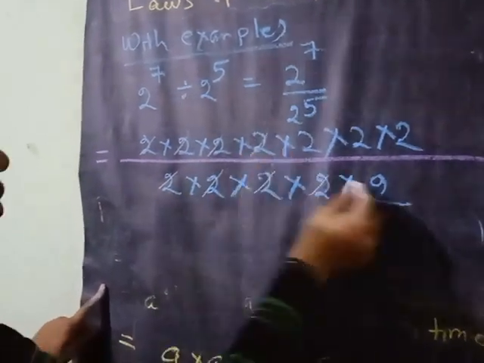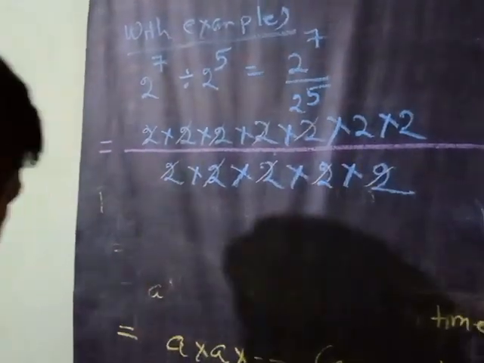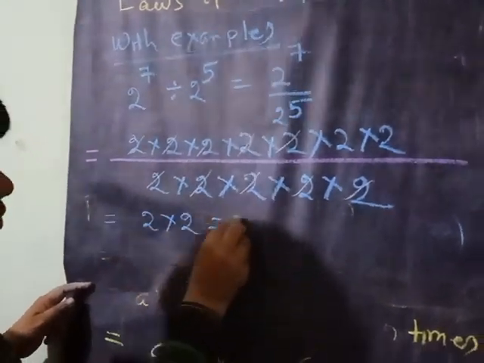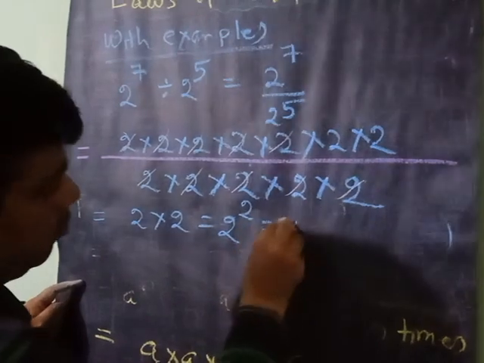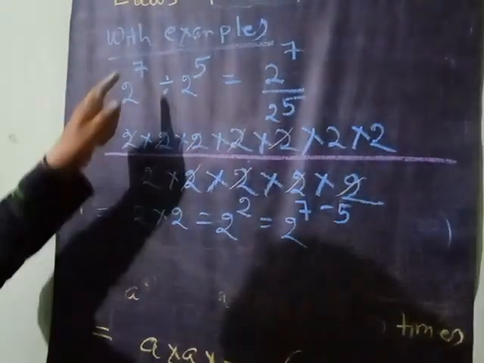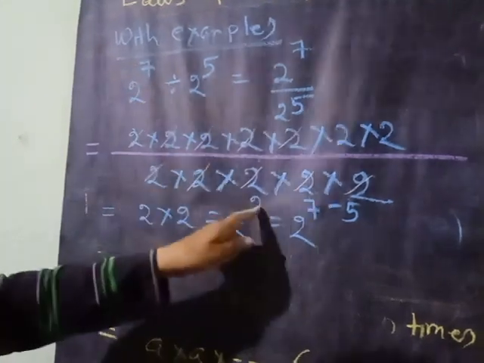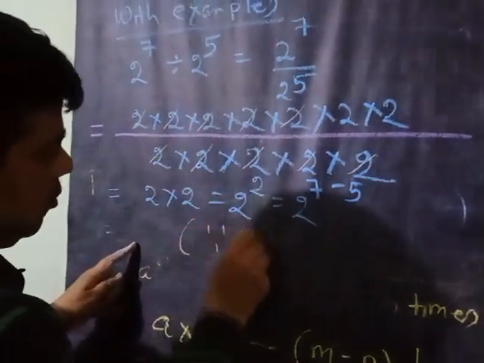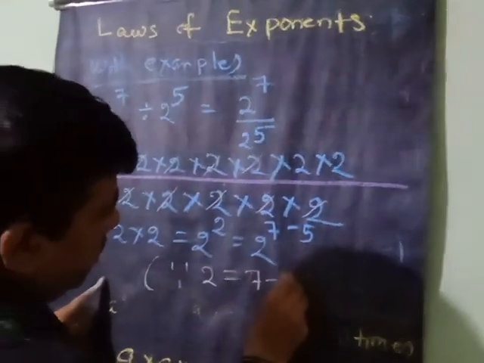So how many factors are left after cancellation? 2 into 2, it will be 2 to the power how much? 7 minus 5, you see the relationship. 2 is also 7 minus 5.